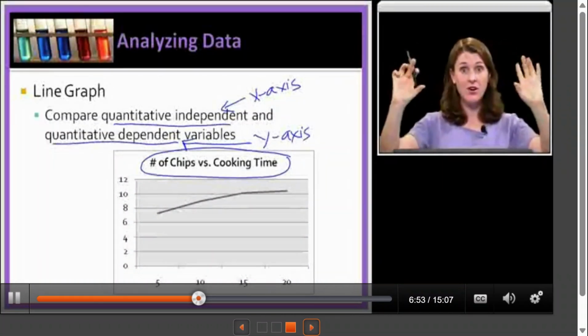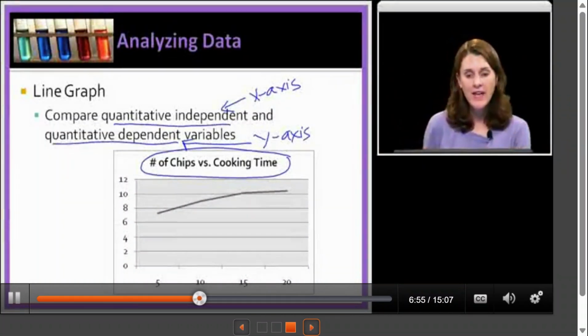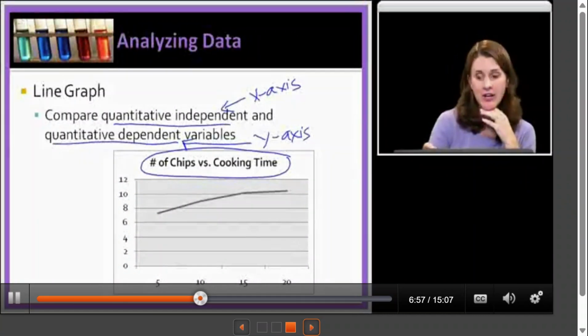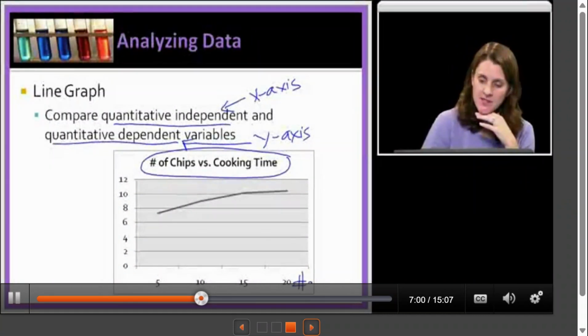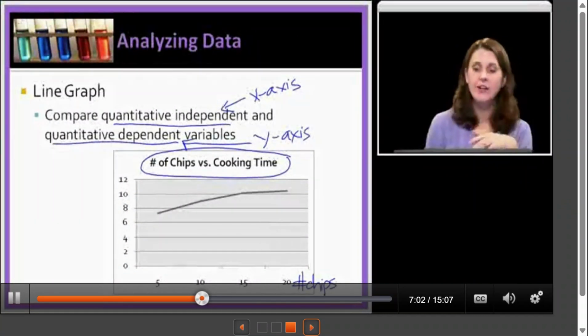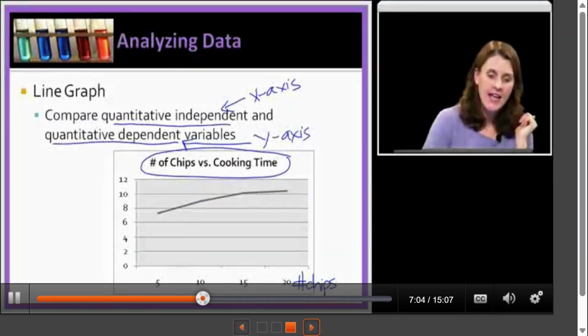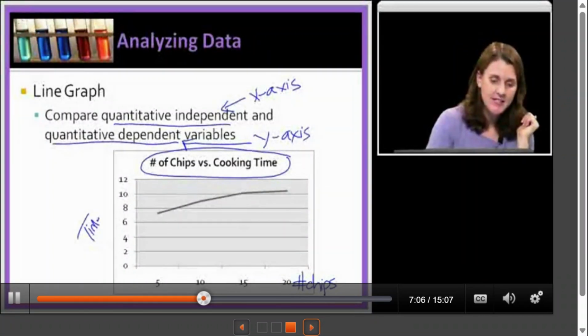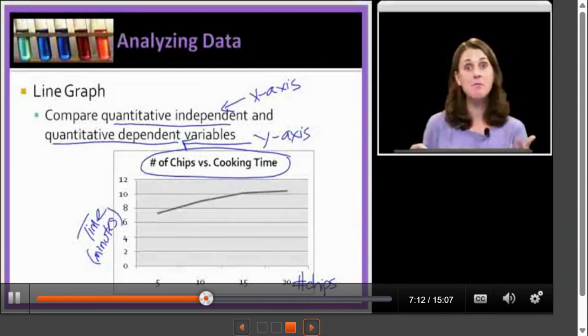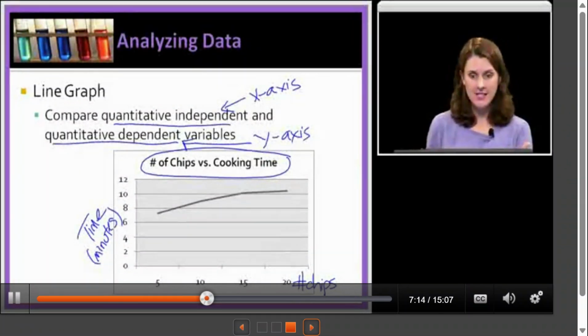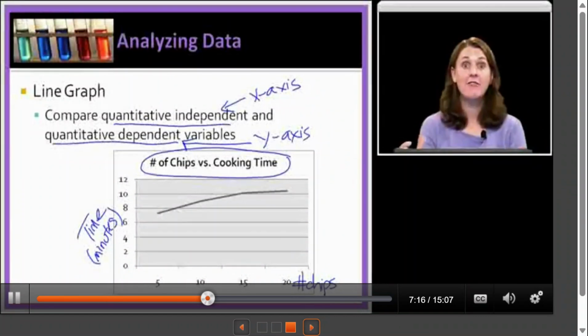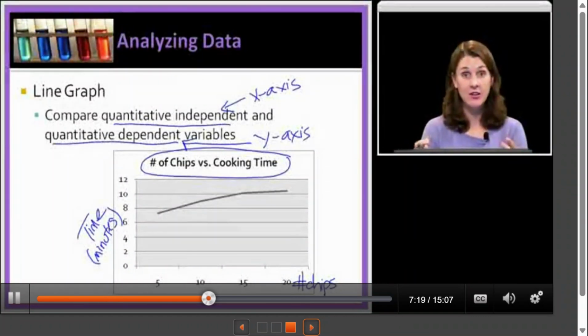Okay, this is what this graph is representing. Remember, our independent variable is the number of chips. You always want to label that, and again, that goes on the x-axis. Then our dependent variable is time, and you want to be as specific as you can, so you should indicate the time is in minutes, and that goes on the y-axis. Now, this graph is a lot easier for somebody to look at, understand, analyze, and interpret.